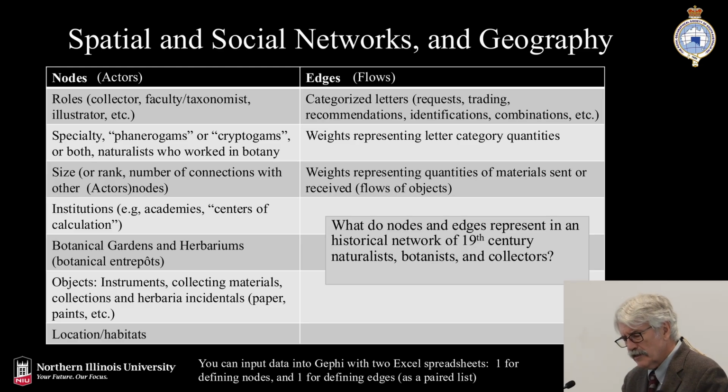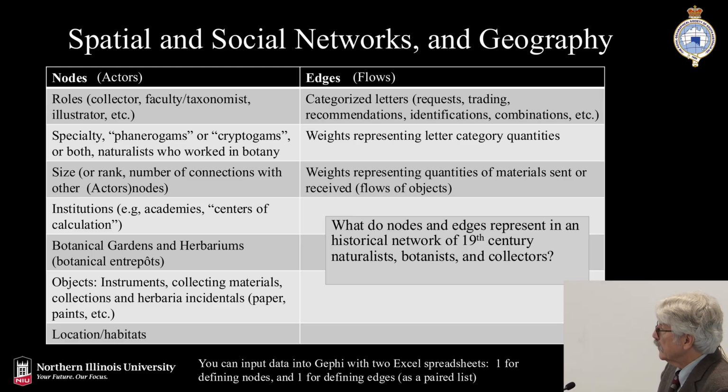So it would be very hard. I could go through letters. I've gone through them, and they talk about all kinds of things. So the only thing you can really do is maybe count how many letters they're sending as flows along these edges. I haven't done that yet, not comprehensively. You could categorize these letters and weight them by letter category, and we can also have weights of quantities of material sent and received. So we have this flow of objects. It could be all kinds of things.